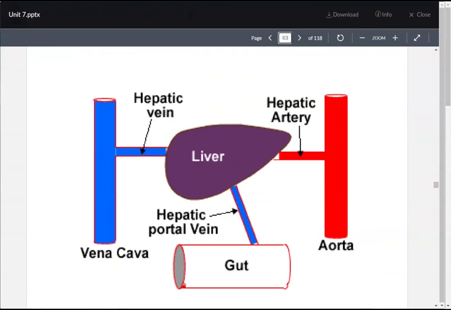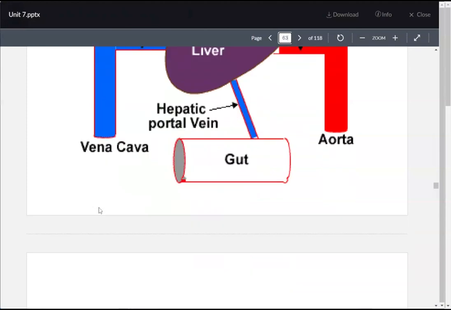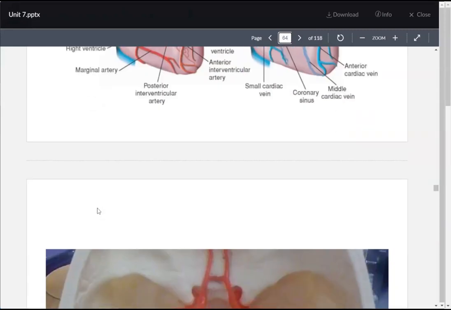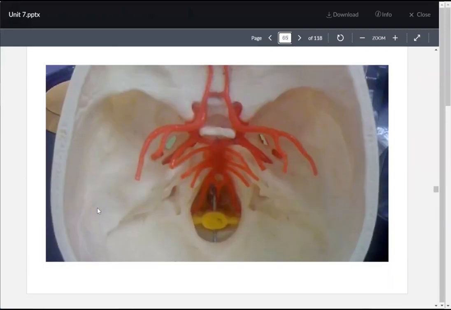Here we are showing the liver, hepatic artery attached to the aorta, the hepatic vein attached to the vena cava, and then we are going to have a hepatic portal vein, which actually attaches to the gut. And we'll discuss that in more detail when we get to the digestive system. Here's just a reiteration of our coronary arteries and veins. And this is the sinuses, the arteries and veins inside the skull.